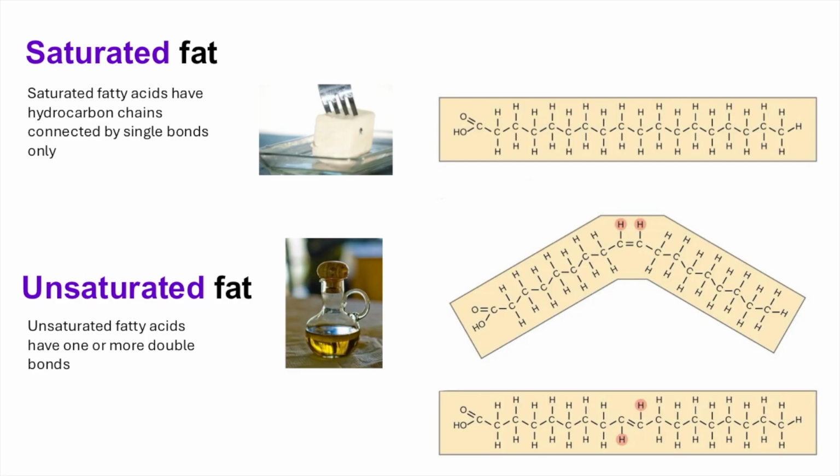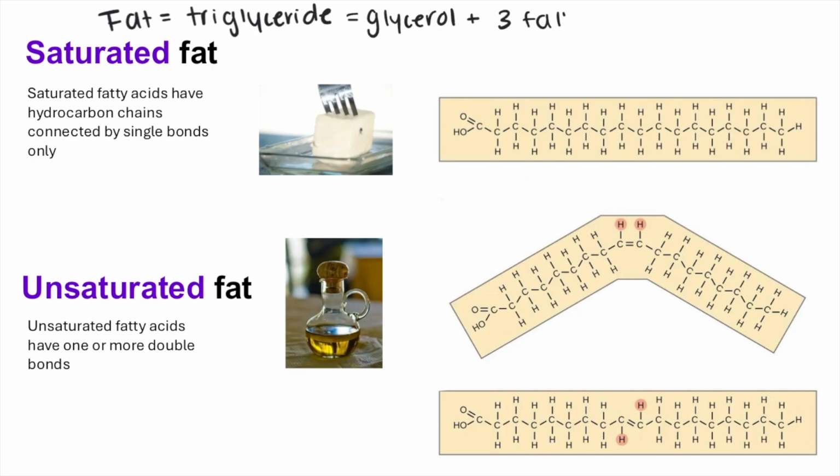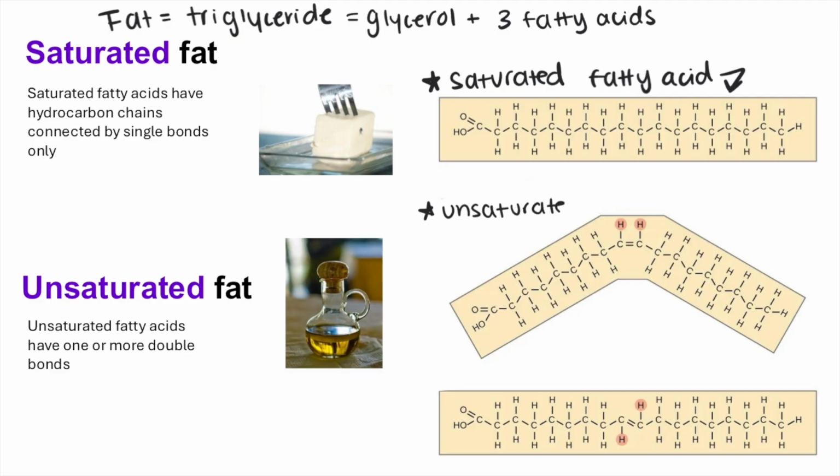Interestingly, the chemical structure of the fatty acids in a fat molecule determine whether they are solid or liquid and how they impact your health. So, saturated fats have straight hydrocarbon chains in their fatty acid tails because every carbon is saturated with hydrogen atoms, allowing them to pack tightly together and remain solid at room temperature.